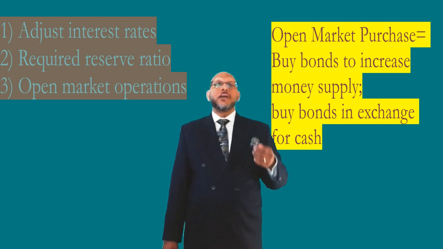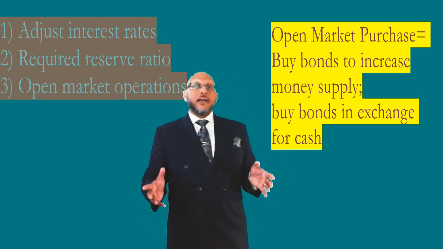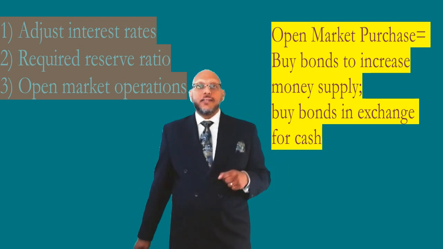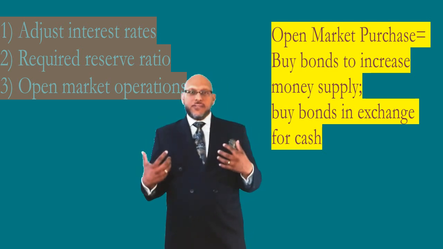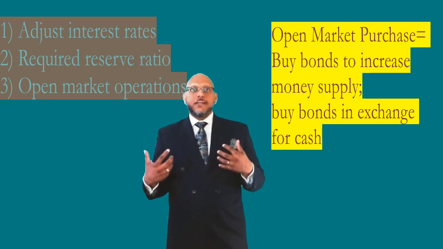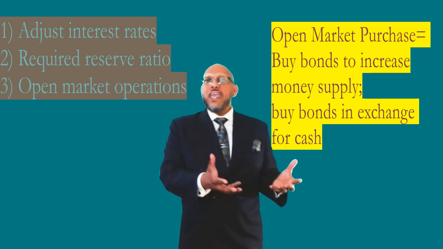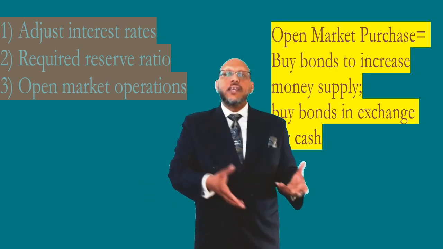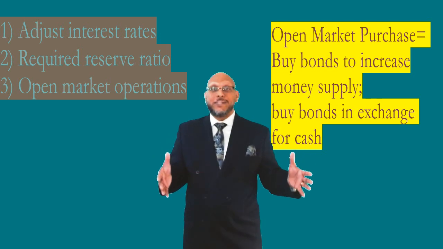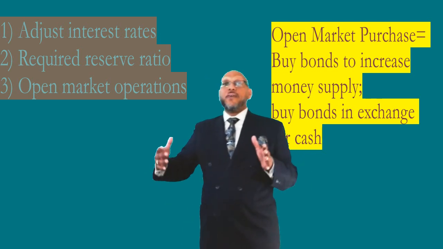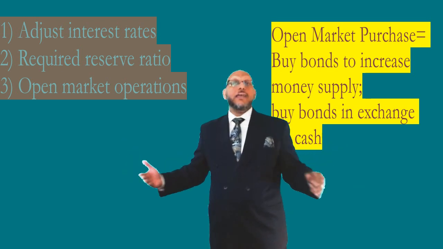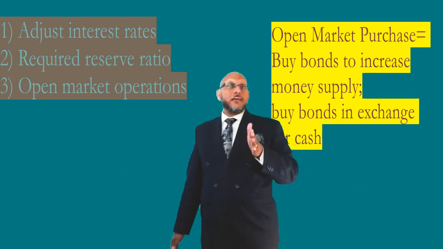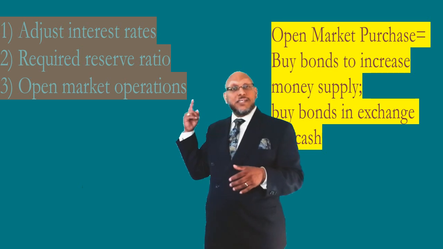So they go into the marketplace and say, hey, I'll give you some money, give me that bond. You get money, you exchange it for the bond. The Federal Reserve now holds that bond, and you have extra cash. That has increased your money supply, and further, that has increased the nation's money supply. Money supply increases. That's a positive shift in the money supply.